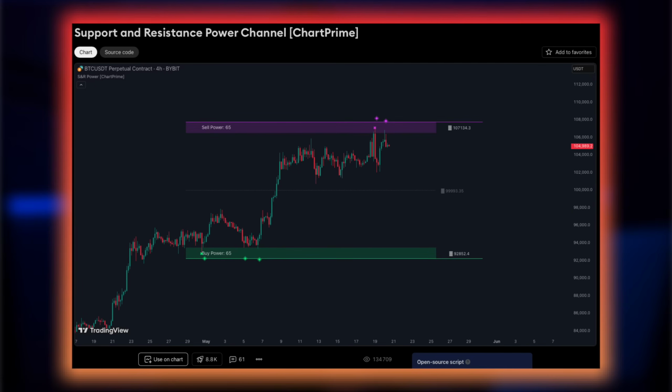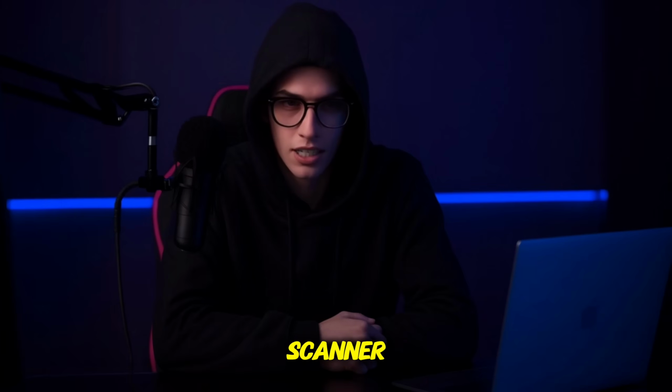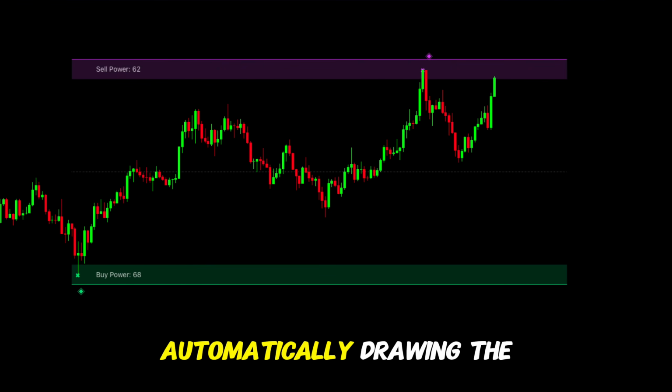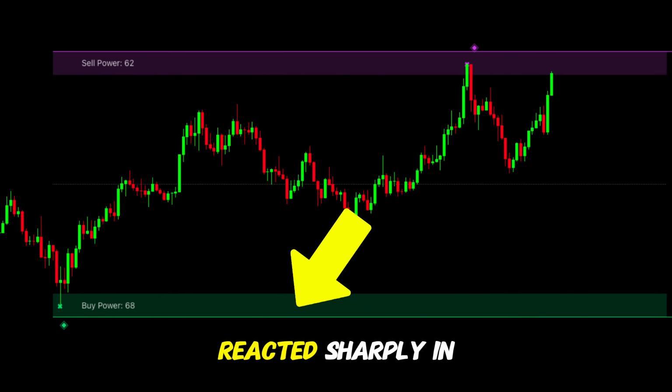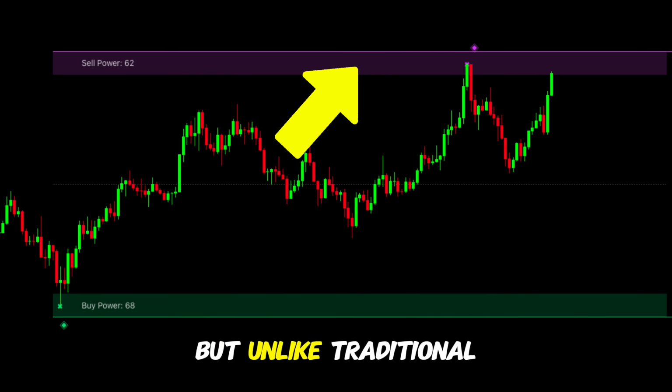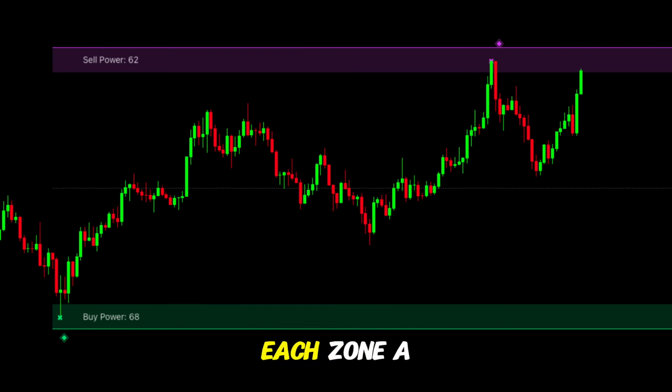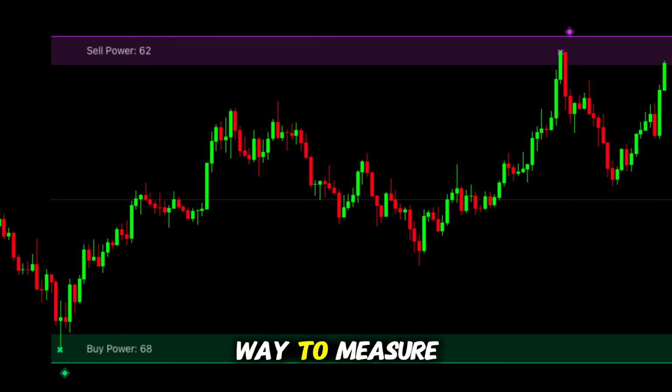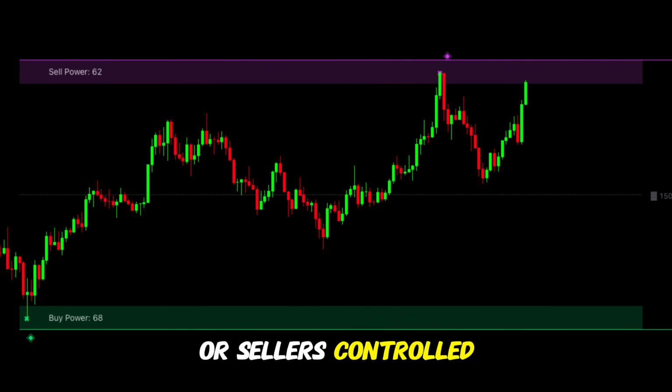The first indicator is called the support and resistance power channel from Chart Prime. Think of it as a smart scanner that does the heavy lifting, automatically drawing the key levels where price has reacted sharply in the past. But unlike traditional lines, this tool gives each zone a power score, which is a way to measure how strongly buyers or sellers controlled each area.